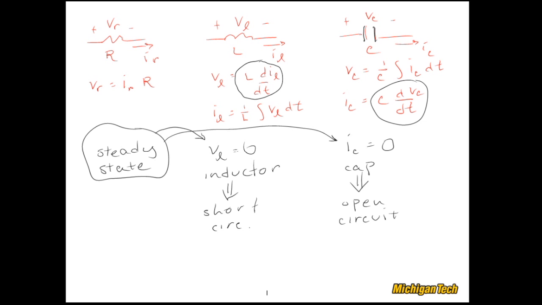So in steady state, replace your capacitors with open circuits, break the circuit there, and wherever you have an inductor, just replace it by a wire and analyze the resulting resistive circuit and see if that matches up with your steady state predictions of your differential equations that describe the system. So now let's do the simplest example in the world for these types of devices.